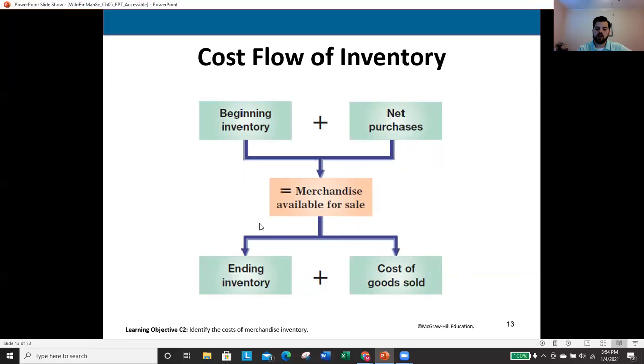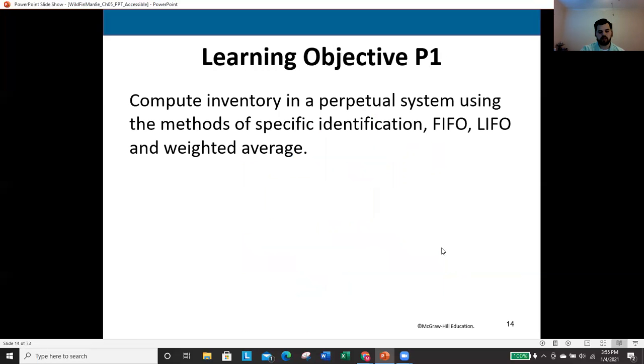So the first way it can go is it can go nowhere. It can stay in ending inventory. If it does that, this is, of course, on our balance sheet. That is where we will find our ending inventory. But if it is not in ending inventory, then it has been sold. And if it has been sold, it is moved to the account cost of goods sold, which, of course, is found on our income statement.